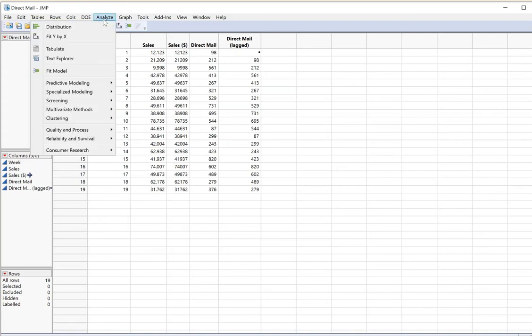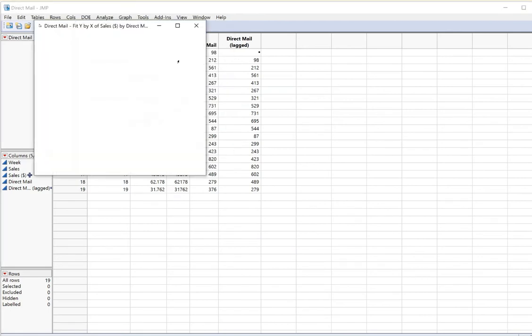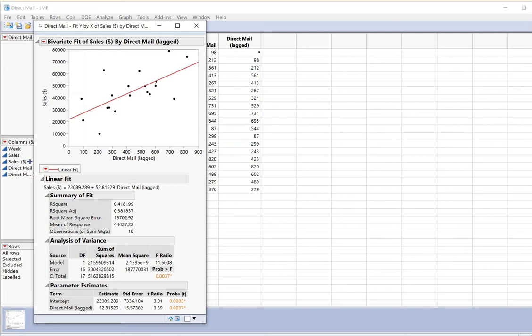So I'm going to do this again, analyze fit y by x. Sales is still my response, but this time I'm going to put direct mail lagged as my explanatory. And I can see I've got a stronger association now. So now it's explaining about 42% of the variability. This is the model that I'm going to work with.